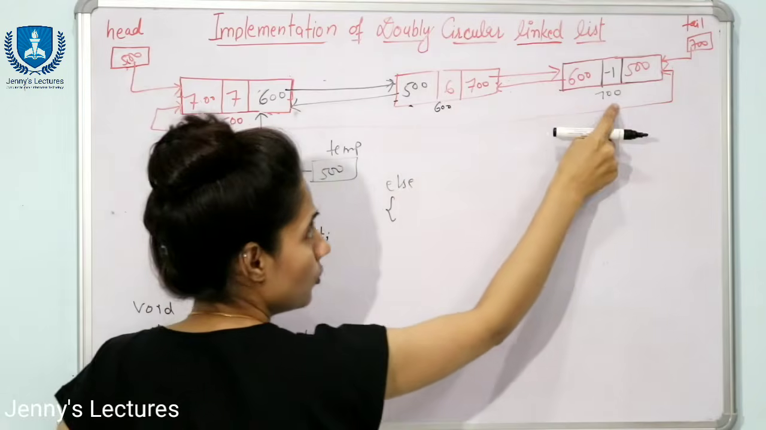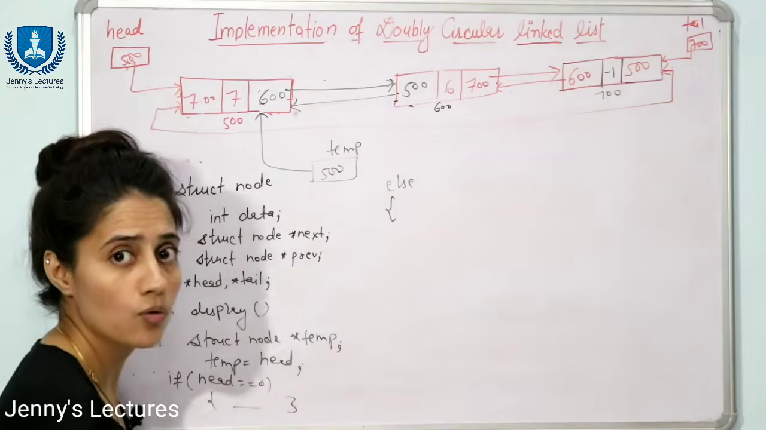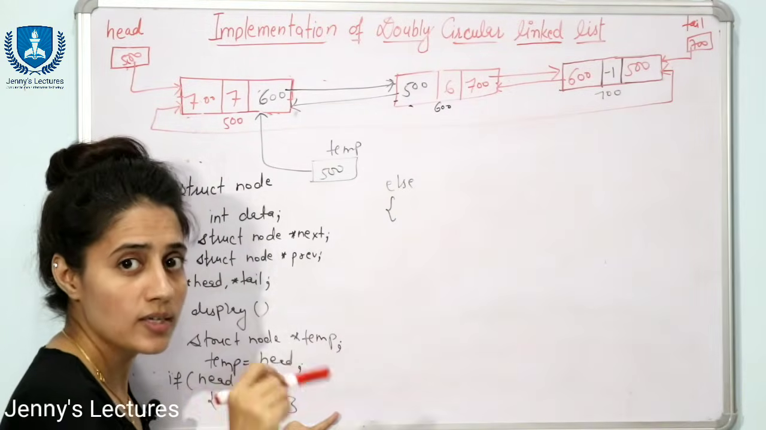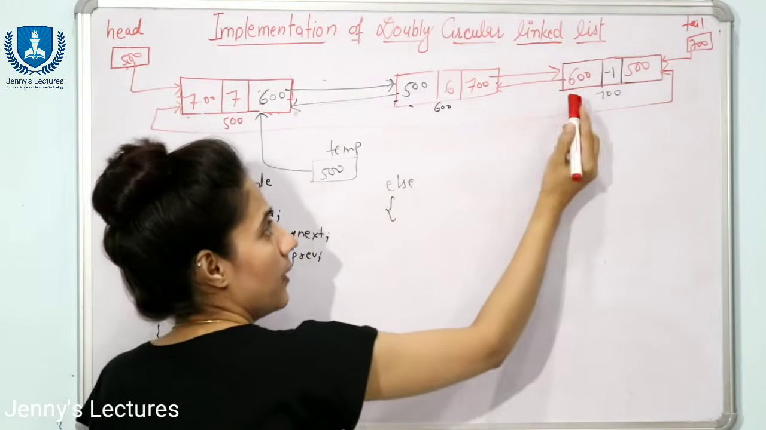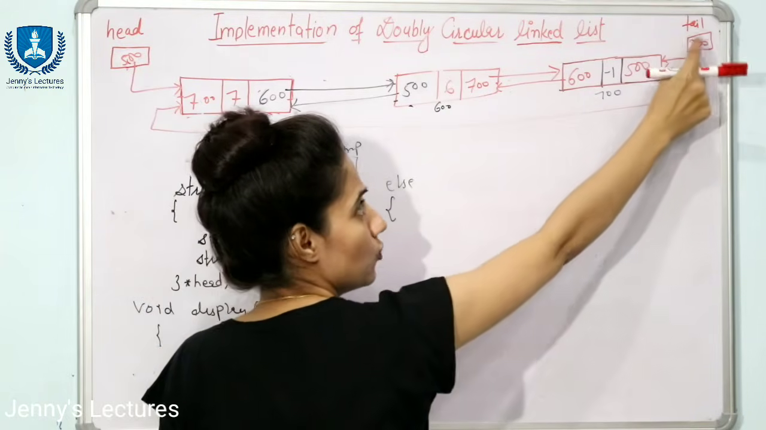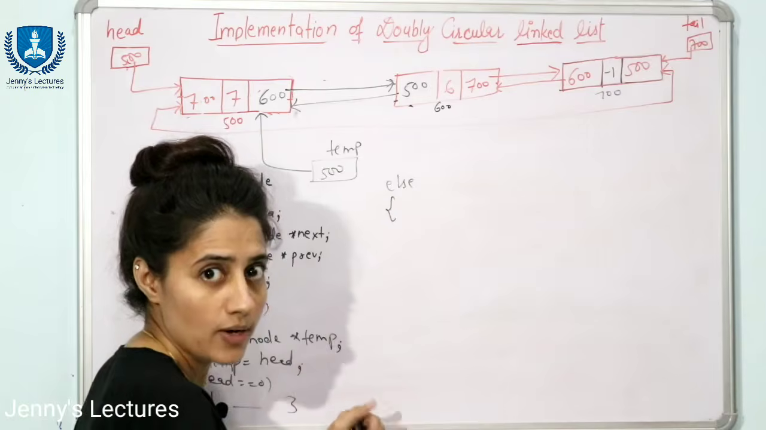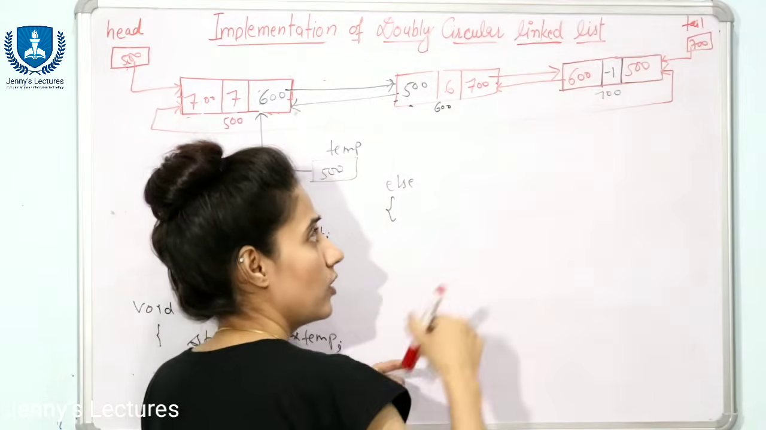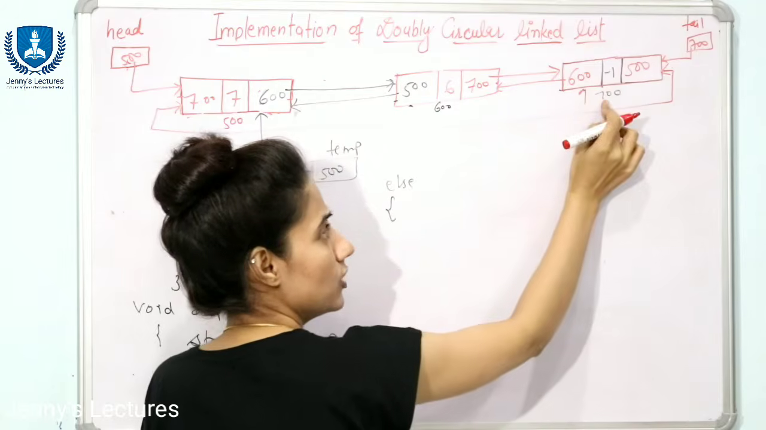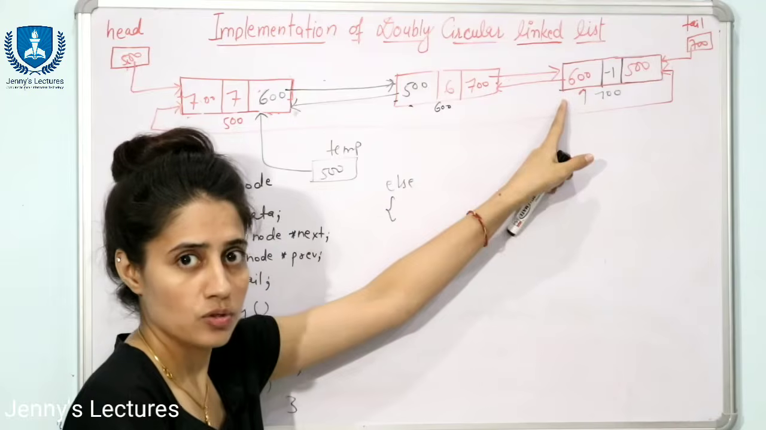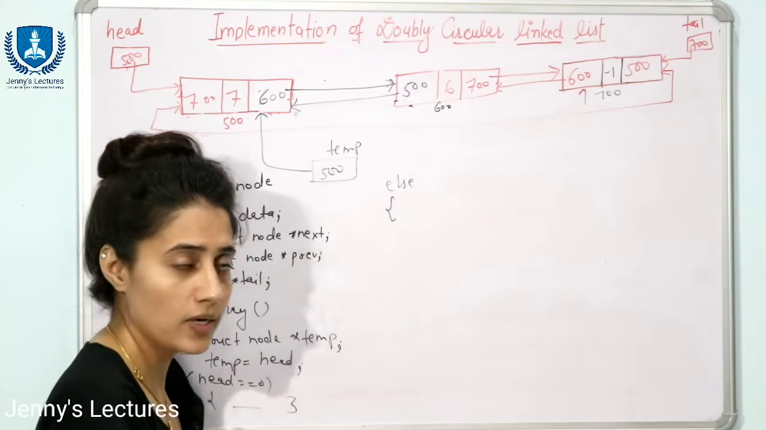Otherwise, in the else part, we will print the head data and move temp. Till what? Till we reach the last node. So what is the termination condition? When temp points to this node, it means temp becomes equal to tail, right? Because tail contains the address of the last node, and at some point temp will also contain the address of this one, that is 700. It means we have reached the last node, then we are going to stop, right?